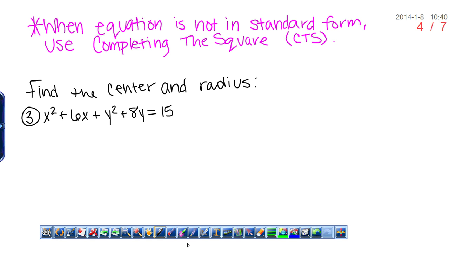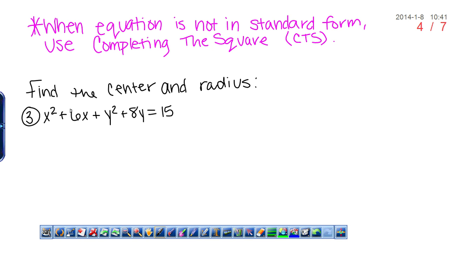All right, so we're given x squared plus 6x plus y squared plus 8y is equal to 24. Hang on one second, I'm noticing I might have it wrong. Sorry, I was reading two different ones. X squared plus 6x plus y squared plus 8y equals 15. Okay, the first thing you do is make sure your x's are grouped together, your y's are grouped together, and your constant value is on the other side of the equal sign. So far, so good, right?